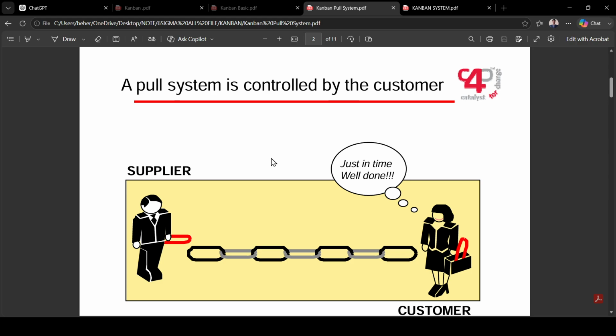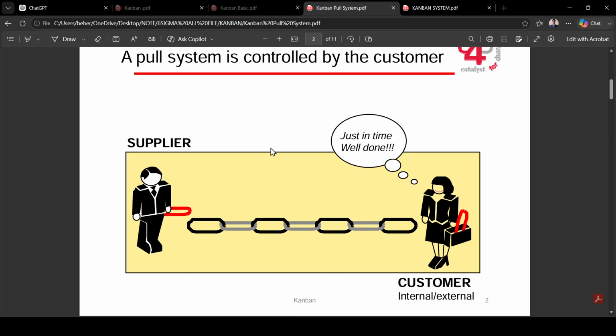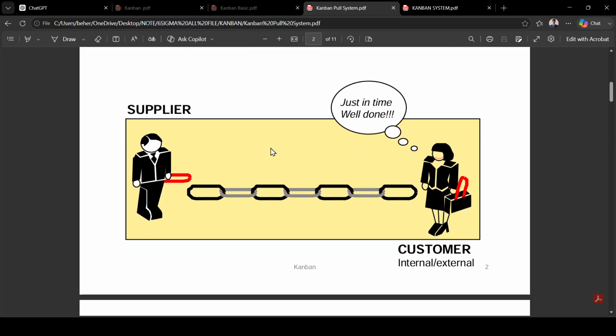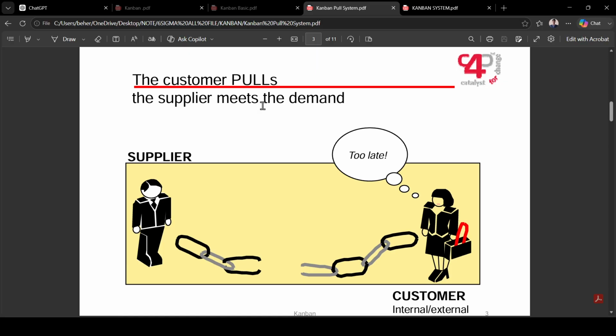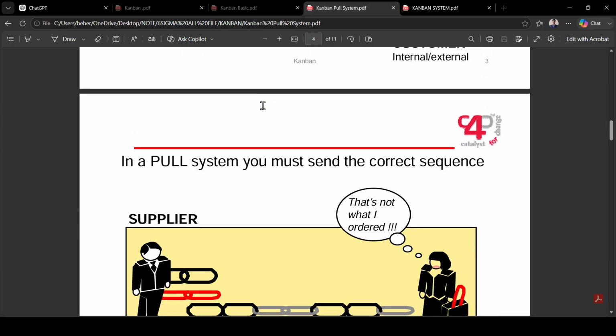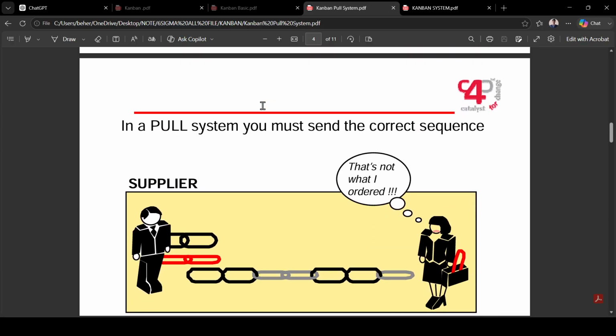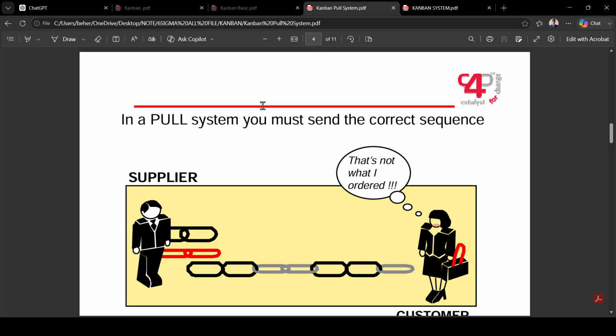Just in time, well done, supplier and customer, internal or external. So the customer pulls, the supplier meets the demand. Too late, too late. In a pull system, you must send the correct sequence. That's not what I ordered.